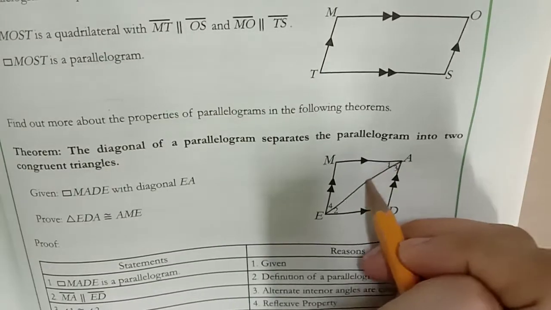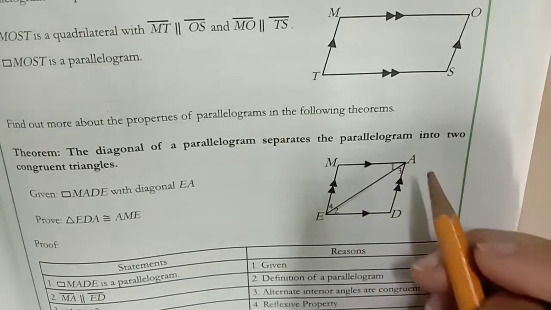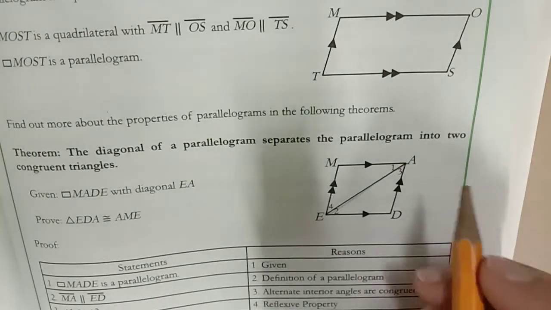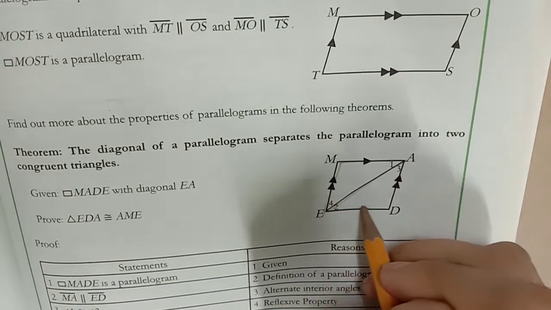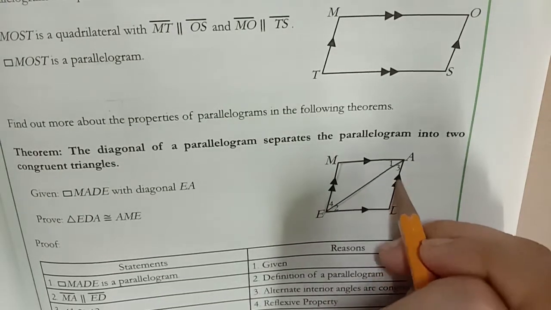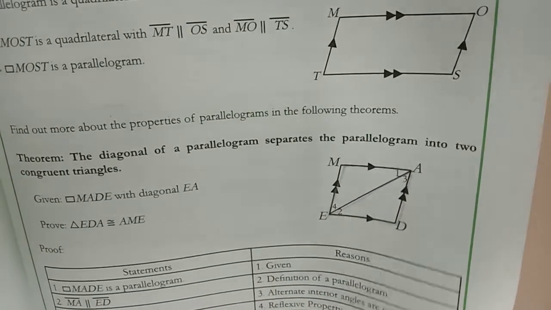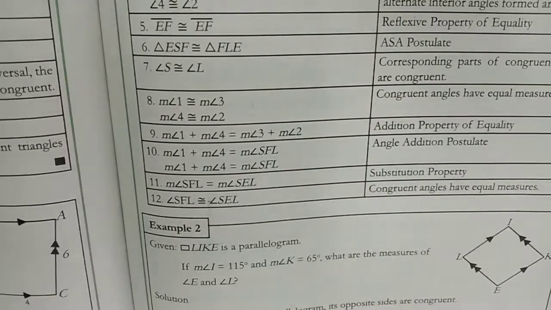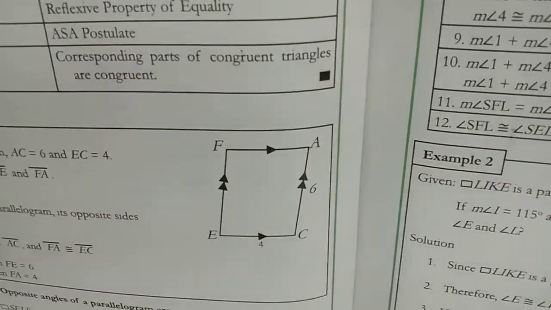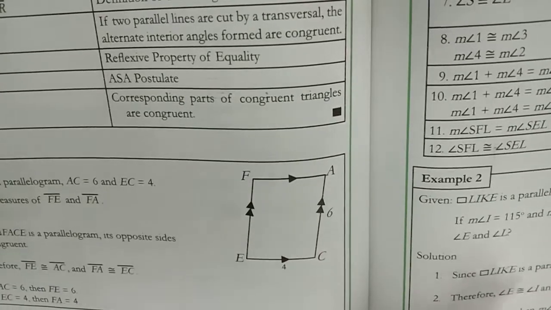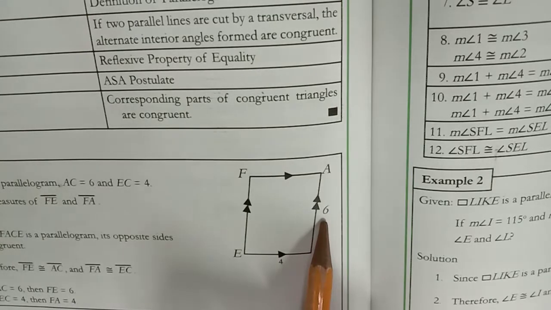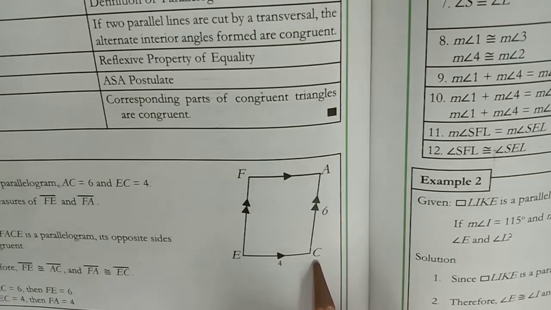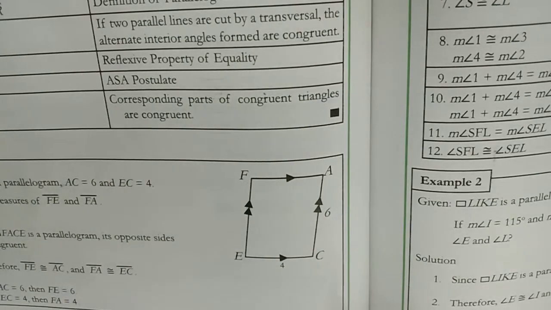So yung isang diagonal na to, nasi-separate niya yung isang quadrilateral or parallelogram, okay, sa dalawang congruent triangle. So ayan po yung theorem number 1 natin. So, in this case, dahil sinabi doon na congruent naman siya, we can say that the measure of the other side, since opposite sides are congruent, ay parehas lang po ng measure ng kabilang side.